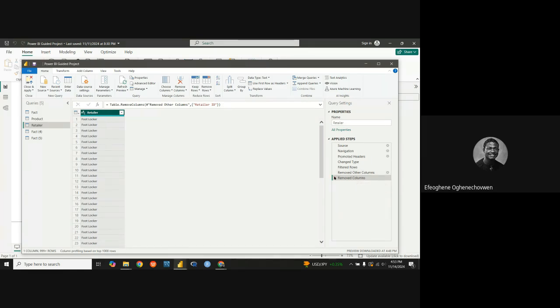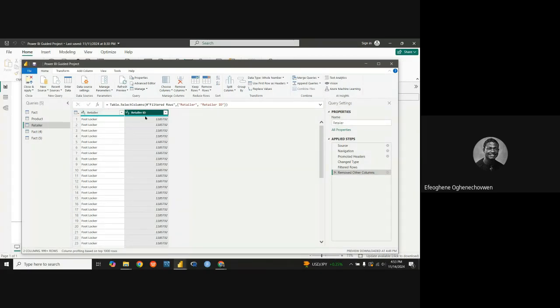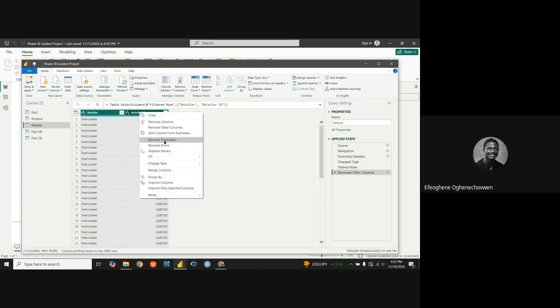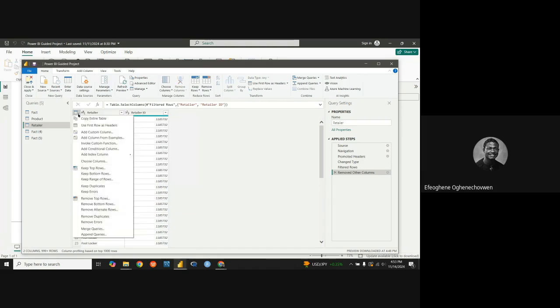Let me get rid of this applied step so that we have the related ID back. To remove the duplicates, you click on your shift key and highlight the columns. If I had 3 columns, I would highlight one, hold shift, and highlight the next ones, but I just have 2. You can right click anywhere and choose to remove duplicates, or you can come to this drop down where the table icon is and click on remove duplicates. There are several ways to skin a cat.